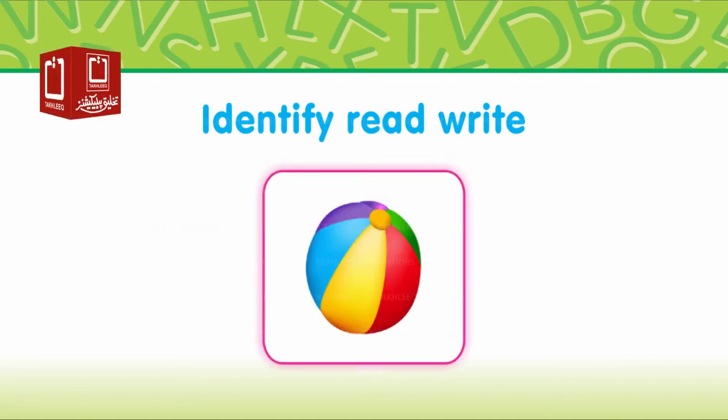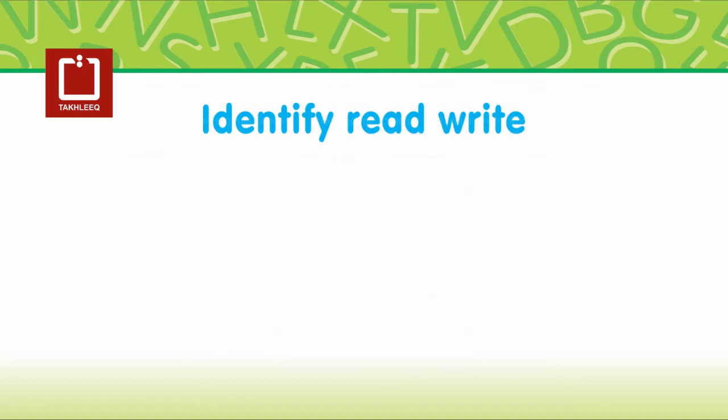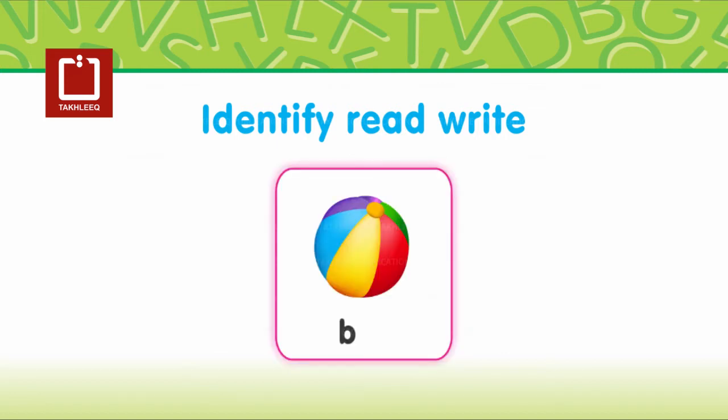We see here the picture of a ball. Now we say the spellings of ball. B A double L, ball. So we write B A double L on lines.